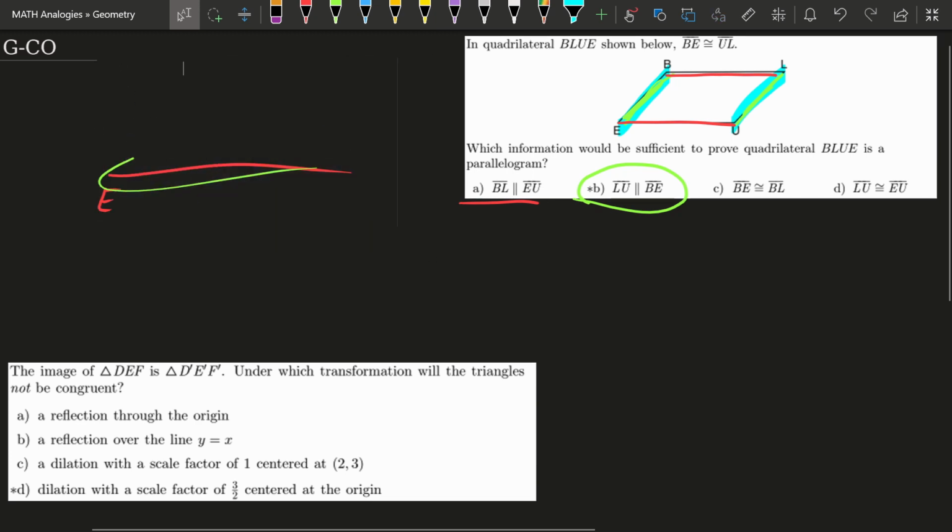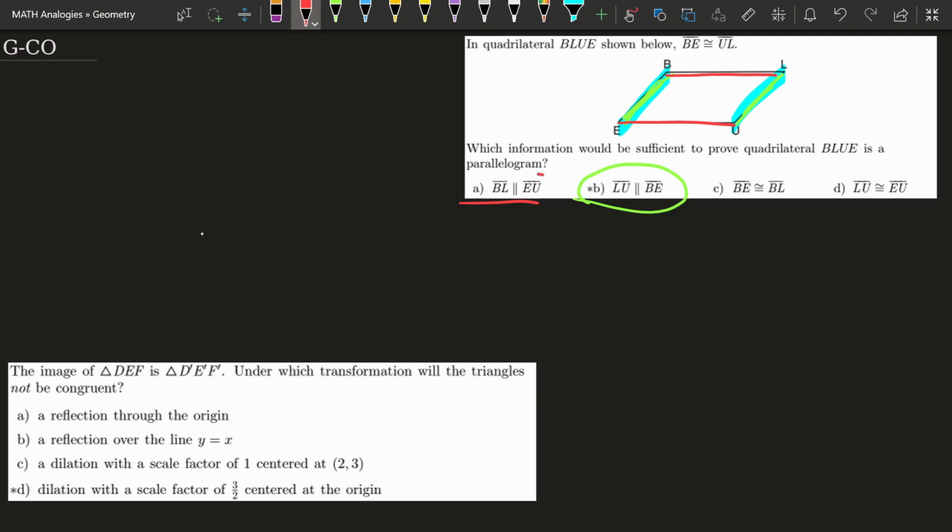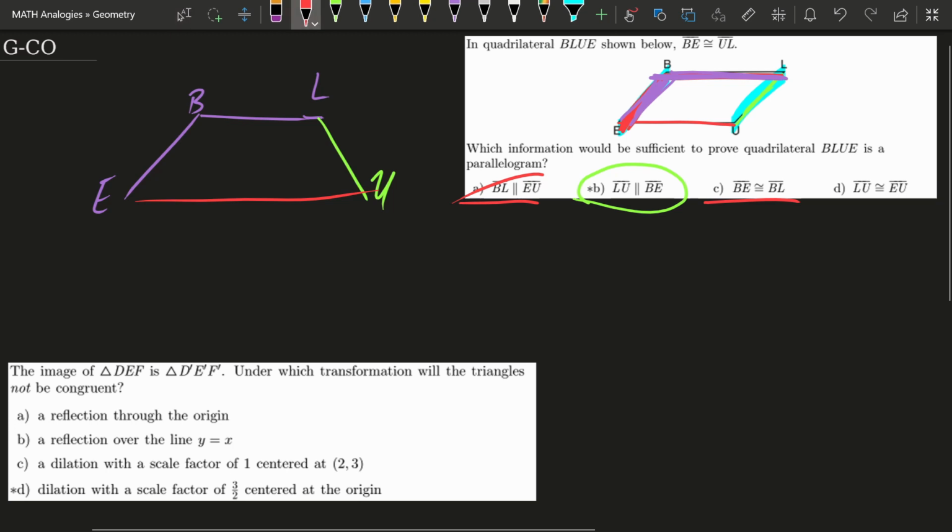Okay, so how about choice C? So choice C, what if BE were congruent to BL? BE and BL. Well, that's just silly. We could have BE the same length as B to L, and also the same length as L to U. And then we could still make a trapezoid instead of a parallelogram. So that's no good. Choice C is out.